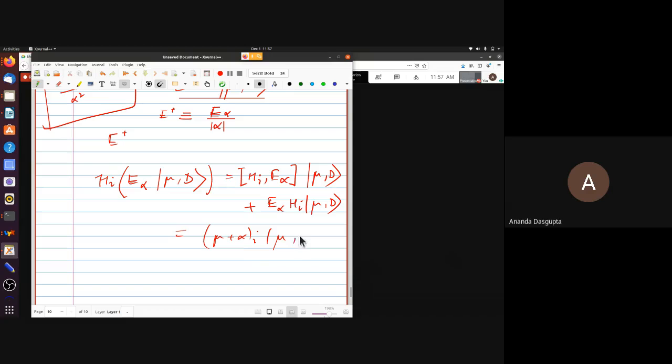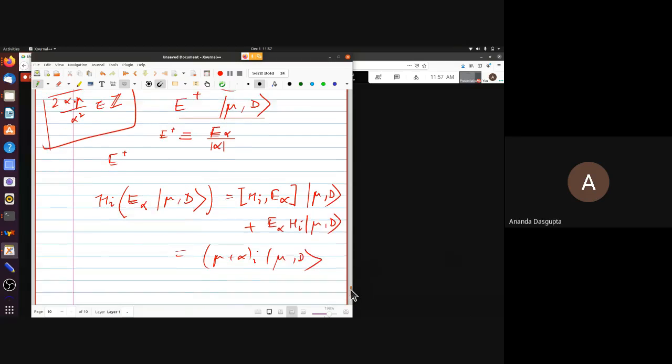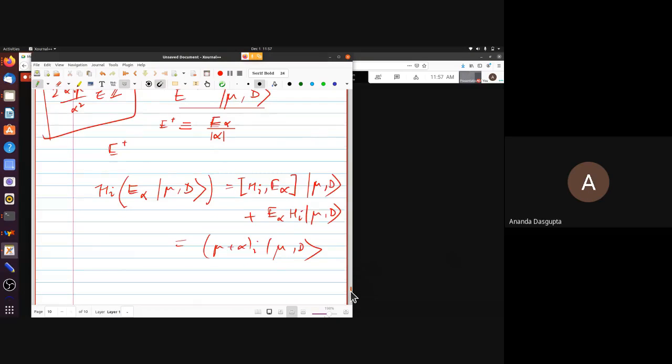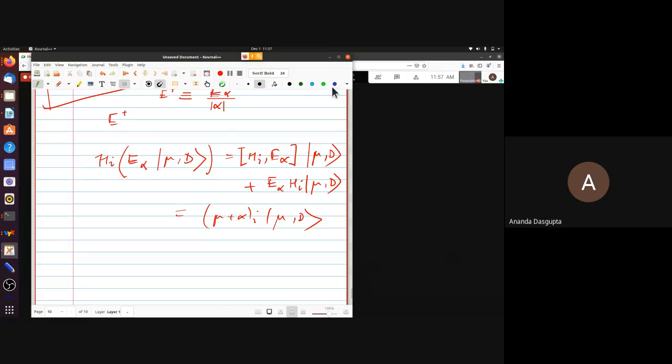That's what we started with, right? E alpha shifts the weight, and E plus is basically E alpha. It's just a scaled version. Scale is just to fit the standard SU2 commutation relation, nothing else. Okay, so E plus will give you mu plus alpha as the weight. But what is important is this.